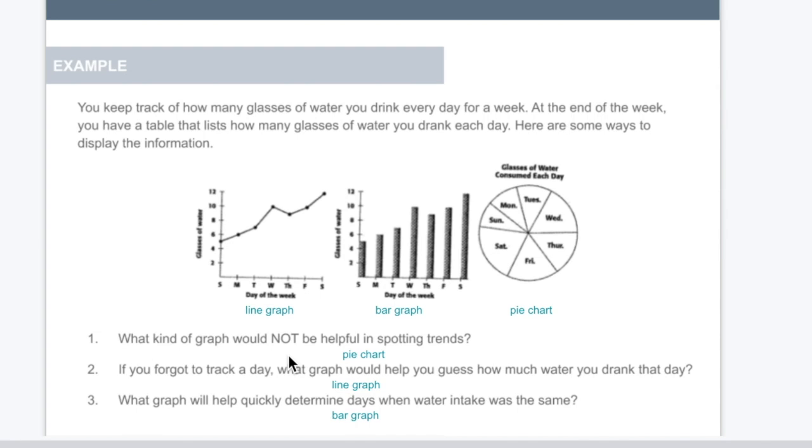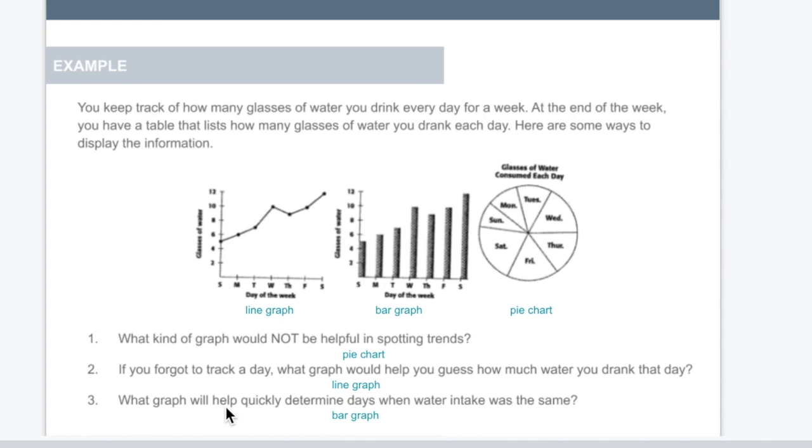So which kind of graph would not be helpful in spotting trends? Remember from our notes on the previous page, the best ones to find trends are line and bar. So a pie chart would not be as helpful in spotting trends. If you forgot to track a day, what graph would help you guess at how much water you drank that day? Remember we said the one that's best for estimating between data points would be our line graph. Say we missed this point, based on the trend, we could draw a trend line to figure out an estimate of probably how much water you had that day.